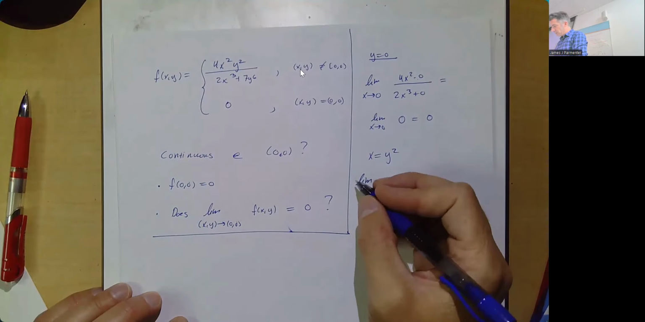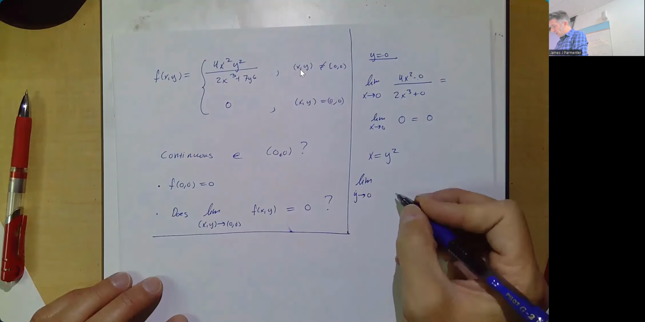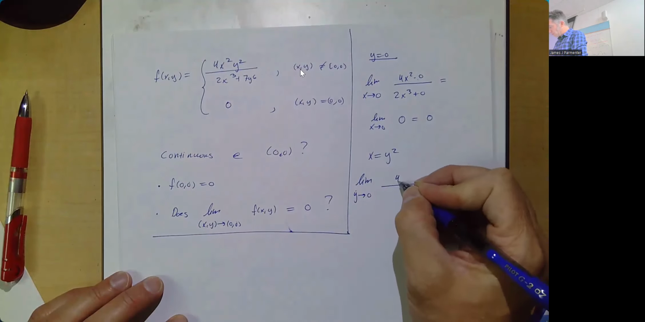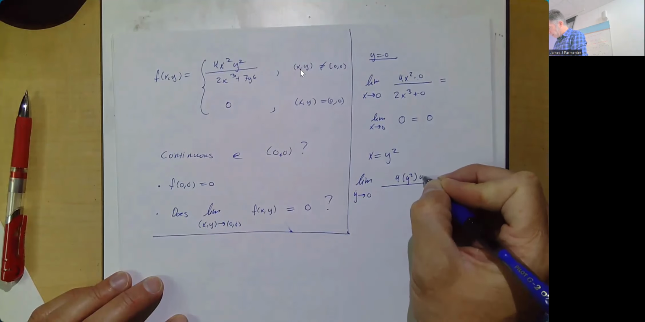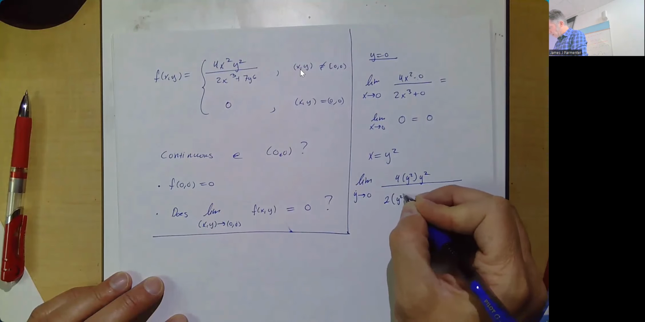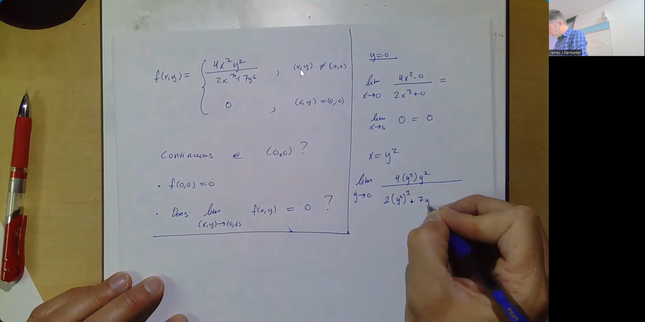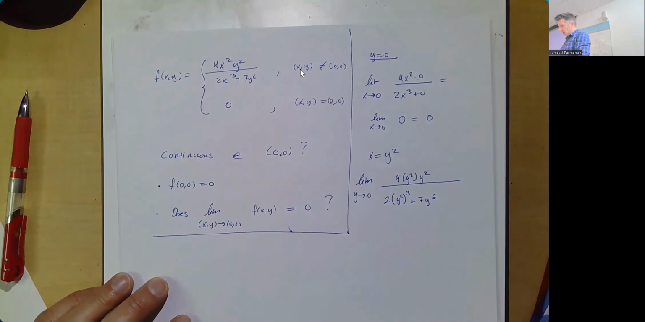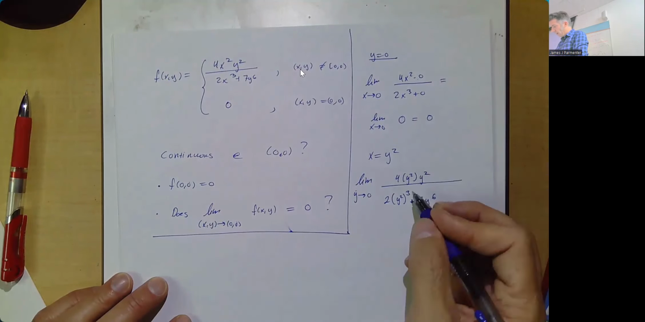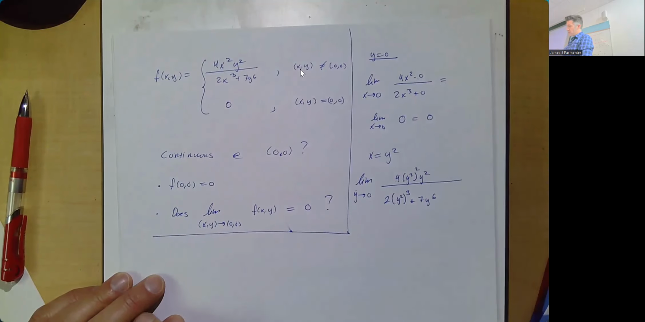So if I do this, I'm going to get the limit as y approaches 0. On top, I'm going to get 4 times y squared times y squared. On the bottom, I'm going to get 2 times y squared cubed plus 7y to the 6th. And I've lost a square up top here. I should have said 4 times y squared squared times y squared.